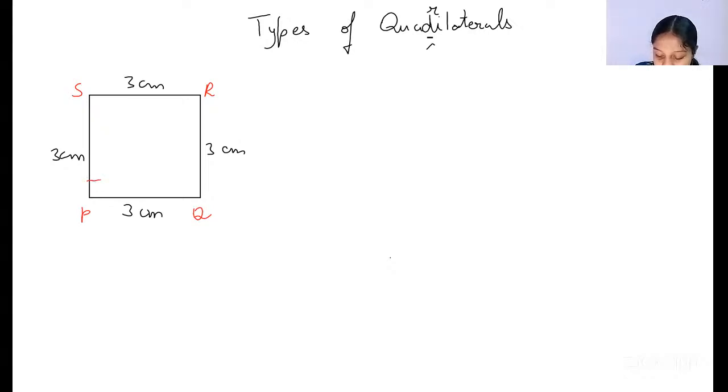Then another thing, all the angles are right angles. All angles are equal, and right angles are 90 degrees. All of them measure 90. Also, there is one more quality.